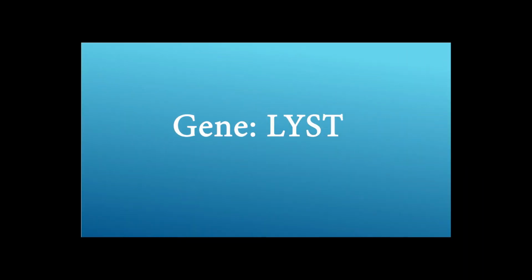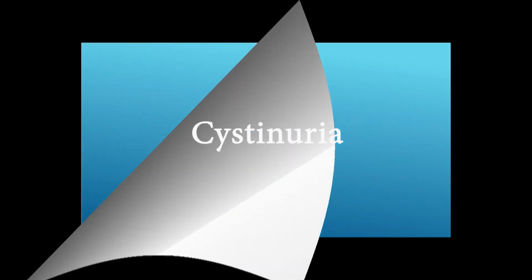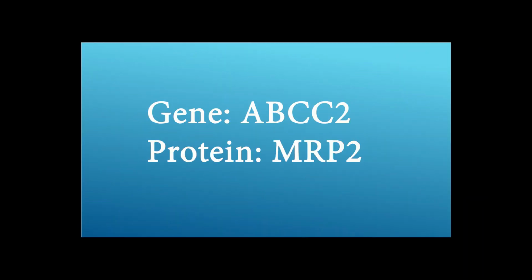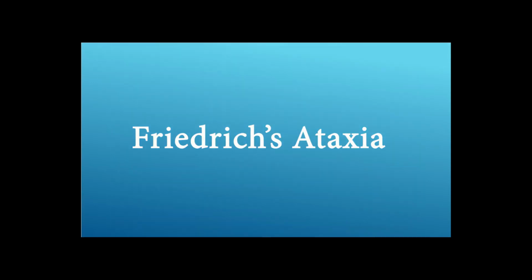Chediak-Higashi Syndrome, gene LYST. Cystinuria, gene SLC7A9 or SLC3A1. Dubin-Johnson Syndrome, gene ABCC2, coded for protein MRP2.